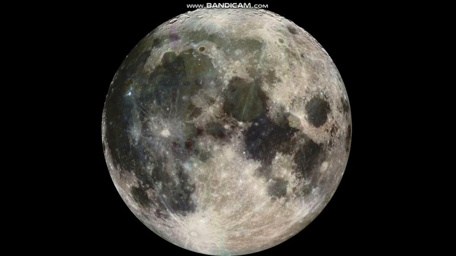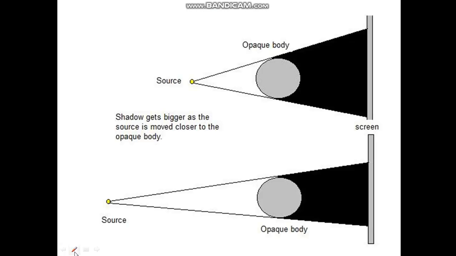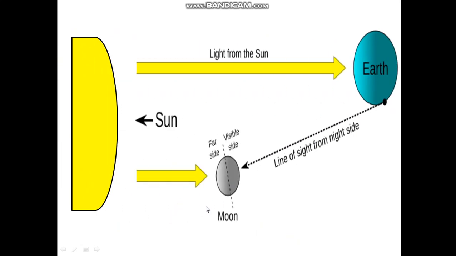The side of the moon that faces the sun is very hot and the side that is away from it is very cold. Means here this side of the moon will be the coldest one and this side will be the hottest one. So like this we know how we can see the moon.